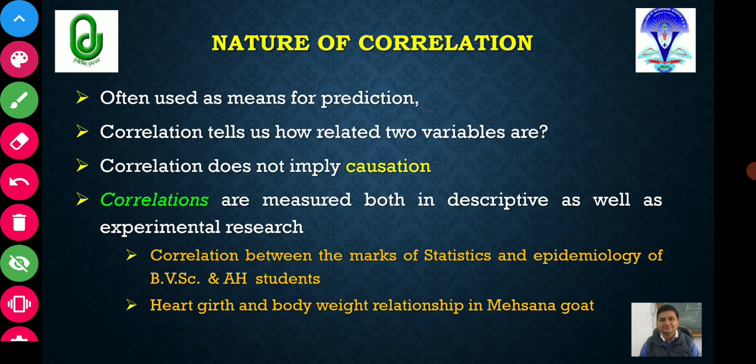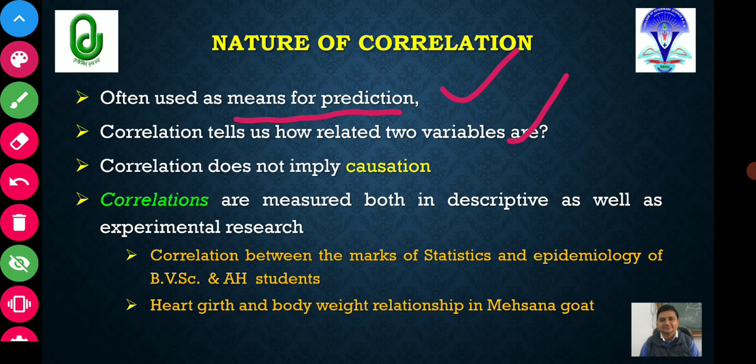Now, nature of the correlation. So, what is the nature of correlation? This correlation is often used as a means of prediction. Suppose for a particular milk yield of a cow, you want to predict how much fat content will be there, or how much fat percentage that cow will be yielding. For that, the first and foremost step is that you have to know about the correlation between the fat yield and milk yield. Now, correlation tells us how related two variables are.